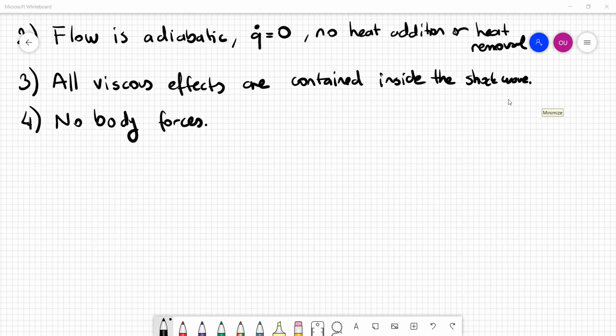It depends on the geometry. Some geometries could generate, let's say, more like a normal shock wave. Some geometries, geometry meaning your flight vehicle, could generate more like a series of oblique shock waves. Okay, it totally depends on the geometry. And we will actually see those examples.